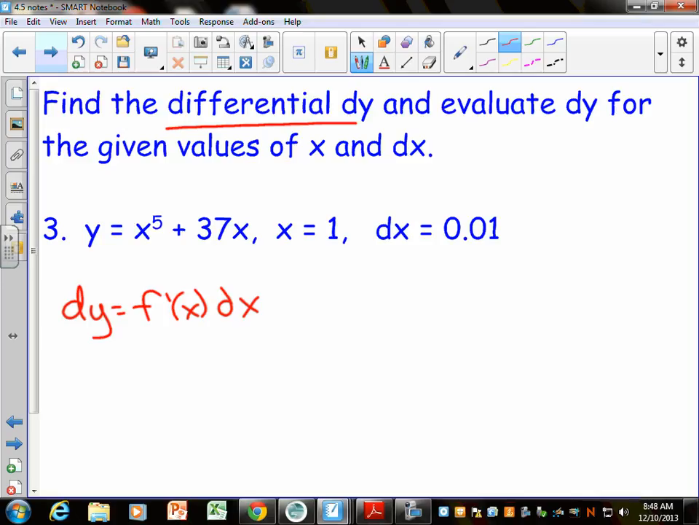Can you take the derivative of this? That's not so bad, right? This is just power rule here. So the derivative would be 5x to the 4th plus 37 times dx.